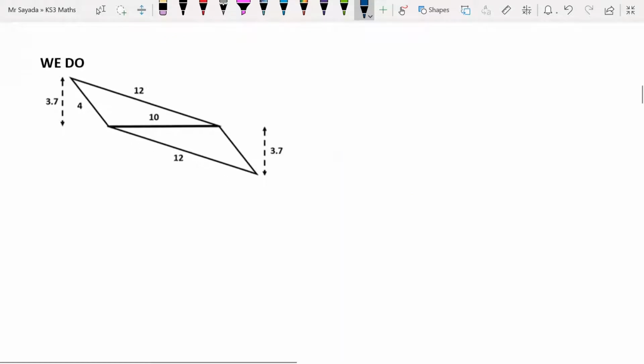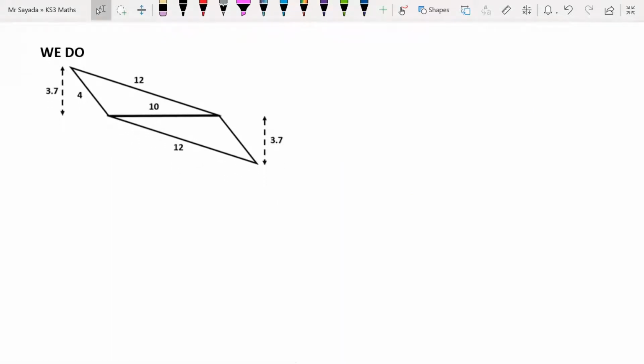Let's do an example together. So pause the video, try this one yourself, press play once you're ready. You should have had a go now at finding the area of this compound shape. Let's go through it step by step together.